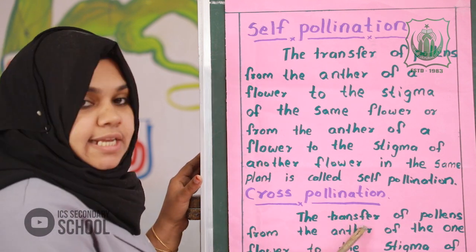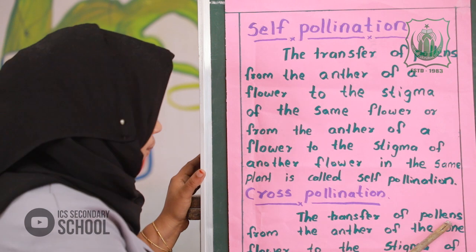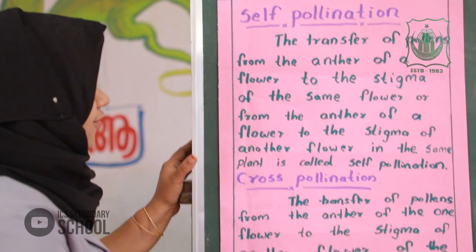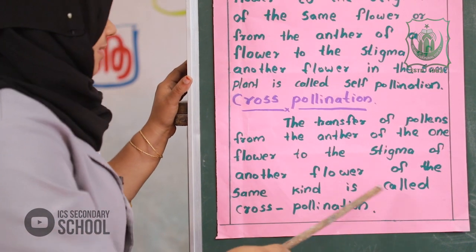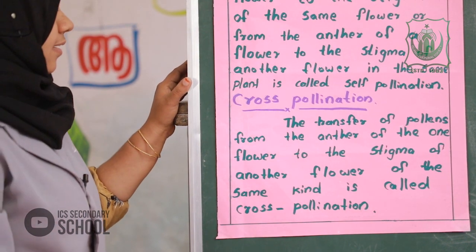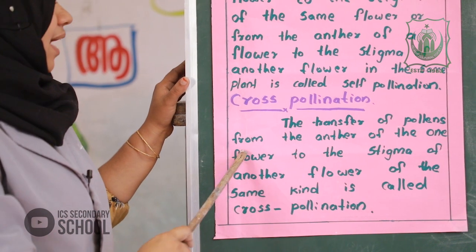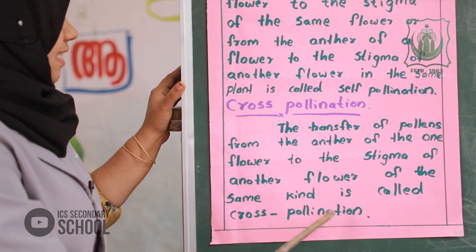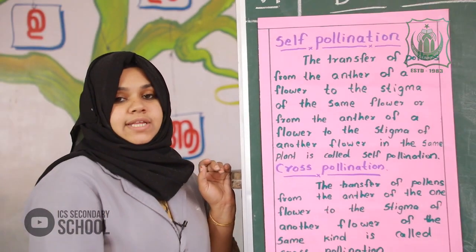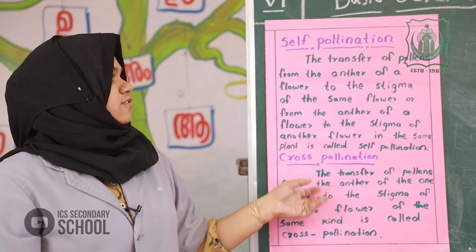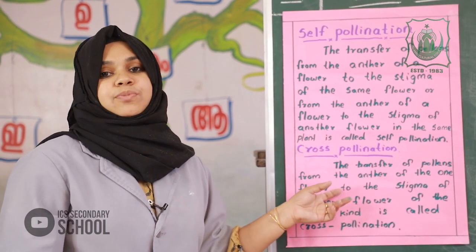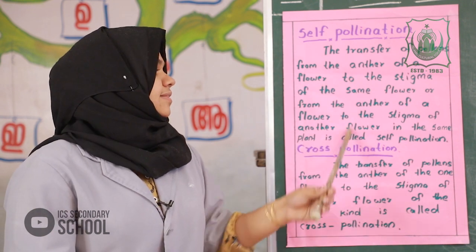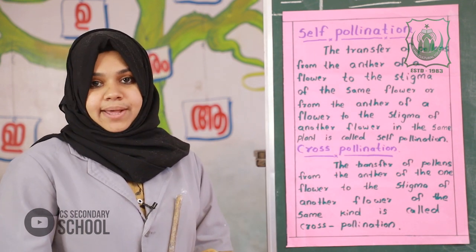Then what is cross-pollination? The transfer of pollens from the anther of one flower to the stigma of another flower of the same kind is called cross-pollination. These are the definitions of self-pollination and cross-pollination. It is not in the textbook, so all of you must write this in your notebook.